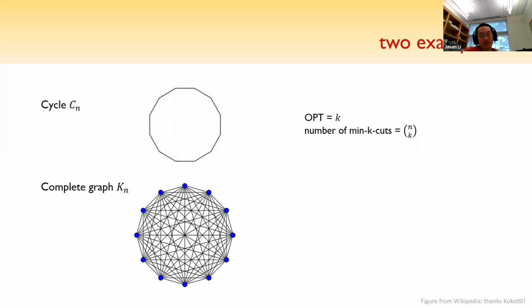The other graph that is instructive to think about is the complete graph. In the complete graph, what is a min k-cut? The best way to split this graph into k pieces is just to chop off k-1 singletons of the graph. So opt is roughly k-1 times n-1, and if we just do that, we double count the k-1 choose 2 edges in between these singletons. So it's roughly n times k. And here, the number of min k-cuts: we can chop off any k-1 vertices, so the number of min k-cuts is n-1 choose k-1, which is roughly again n choose k.